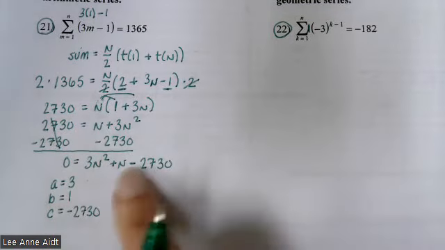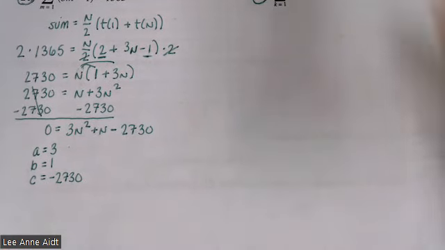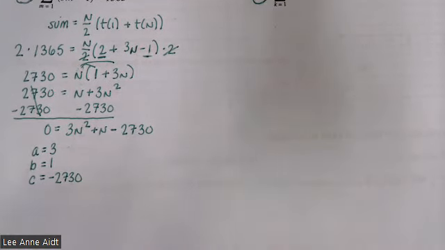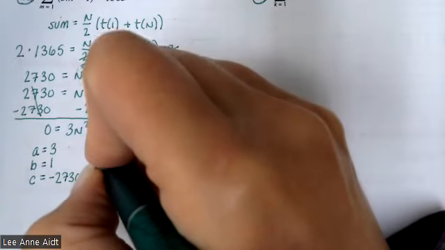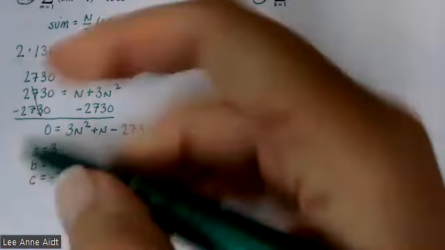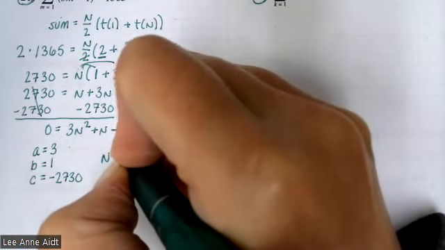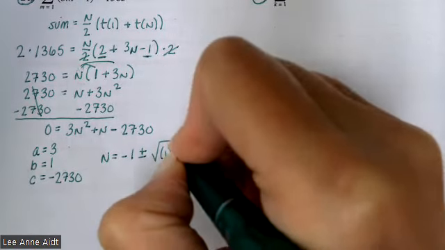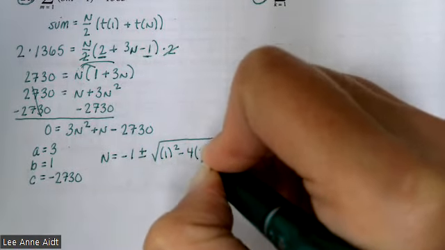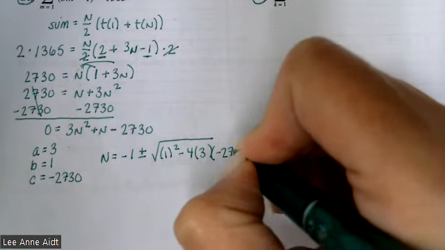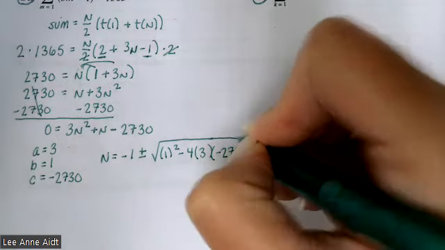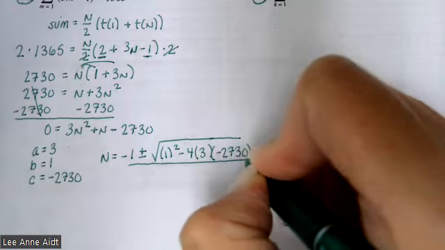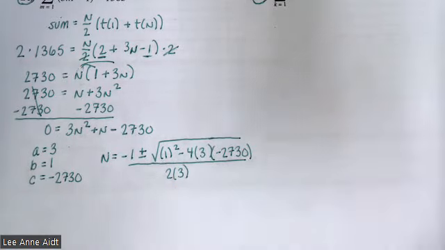Now this actually is factorable. You can factor that. I just wouldn't even try because of the 2730. But it's totally possible. This should be n equals, okay. n equals negative b plus or minus square root b squared minus 4ac, all over 2a.